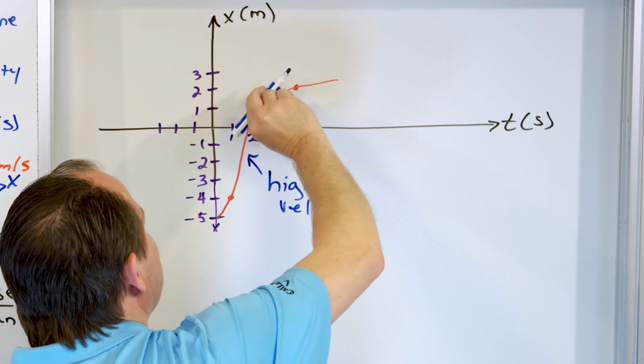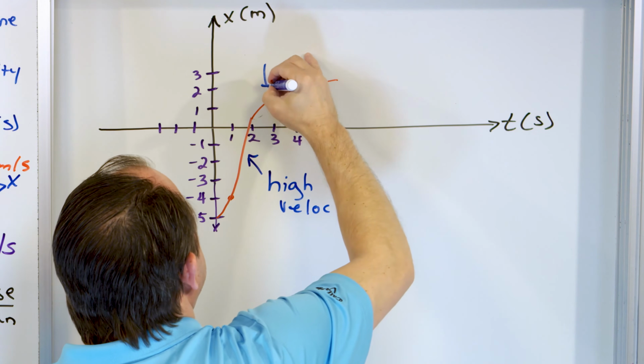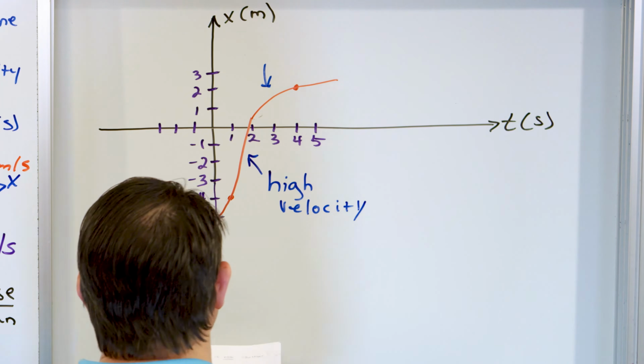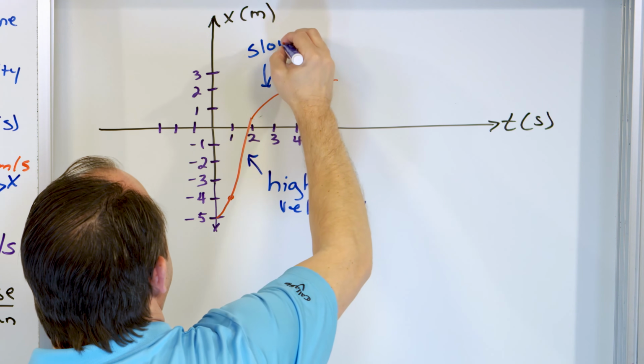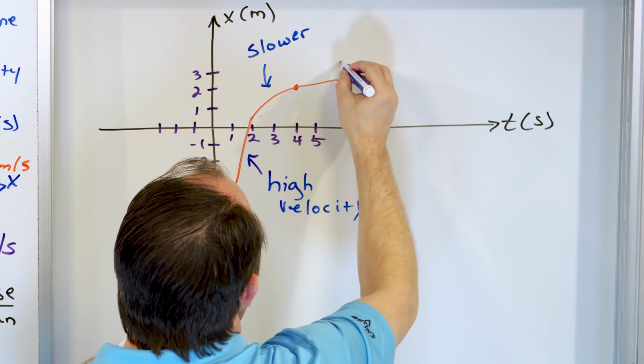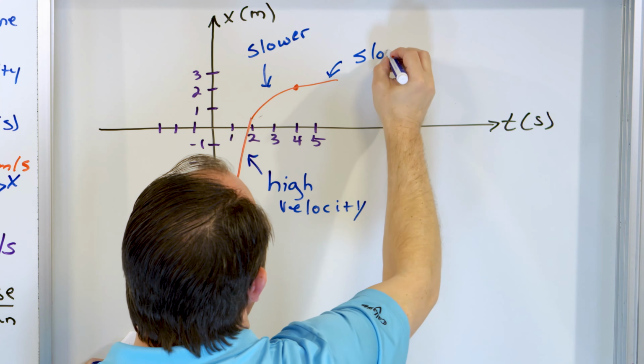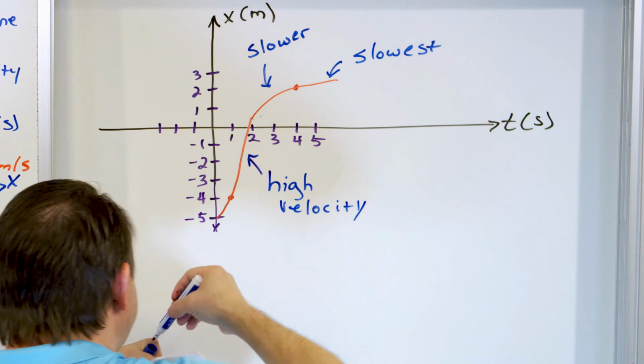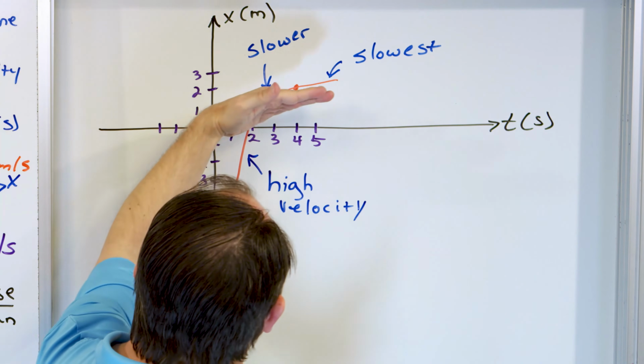But then it bends over like this. Here you have kind of like intermediate speed, or I should say slower. And then here, once it gets way over here, this is the slowest. Why? What am I doing here? Because I'm just kind of mentally looking at the slope.